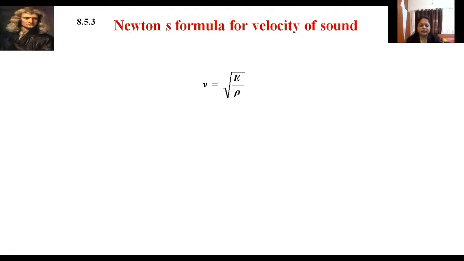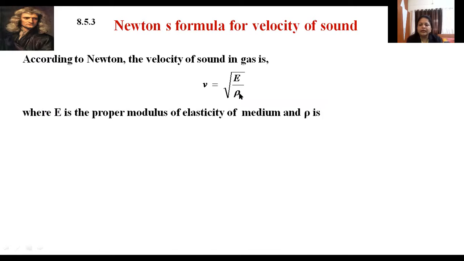Now let us see Newton's formula for the velocity of sound. According to Newton, the velocity of sound in a gas is given by V is equal to square root of E upon rho, where E is the proper modulus of elasticity of the medium and rho is the density of the medium.